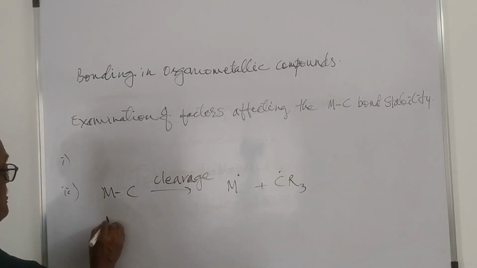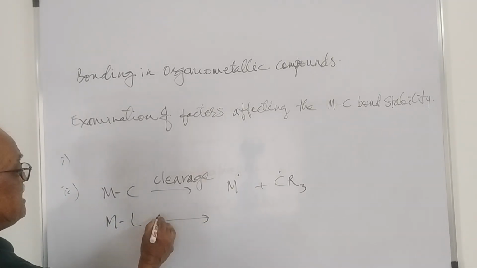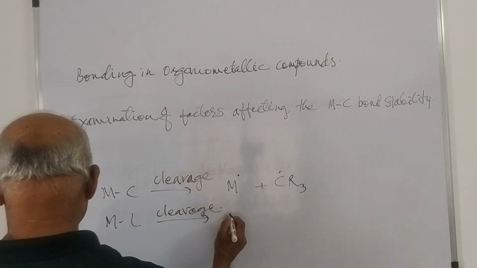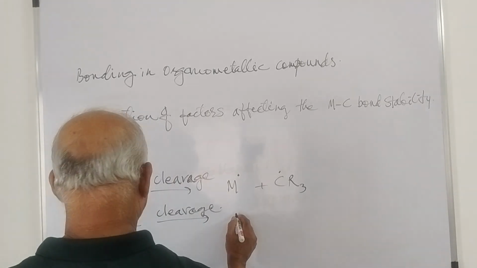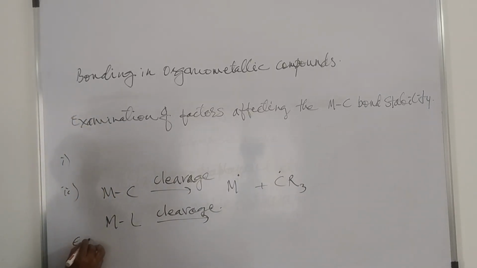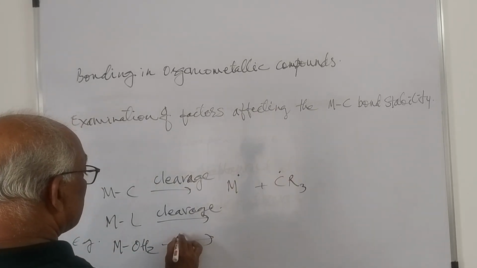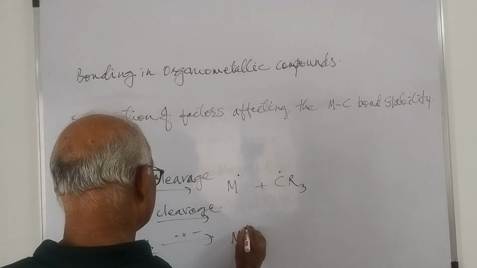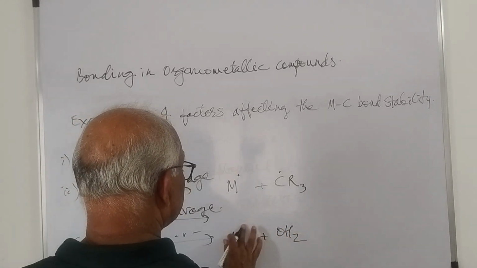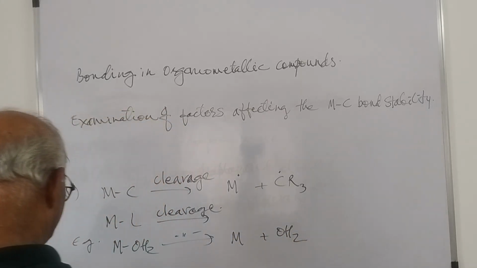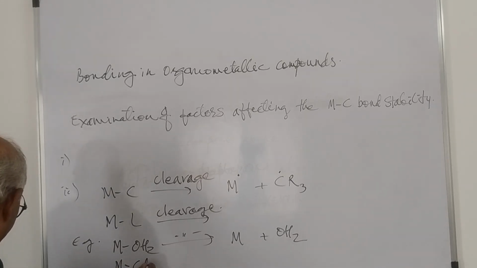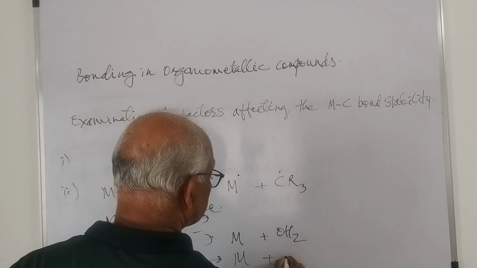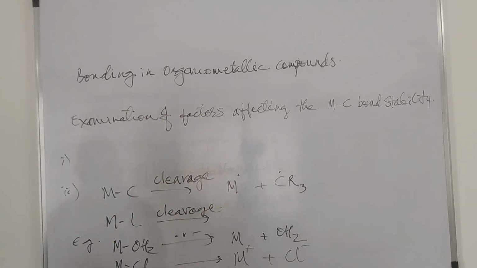Whereas the cleavage of a metal ligand bond will give us the product, for example, generalizing, if we take the example of an M-OH2 bond, that will undergo cleavage to give us the metal plus OH2. This is not 0, this is OH2, meaning H2O. Or if it is a metal chlorine bond, then after cleavage it will give this metal plus Cl minus. So these are more stable.